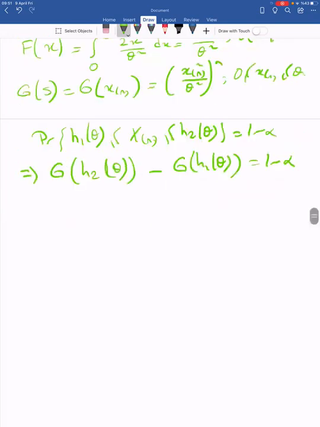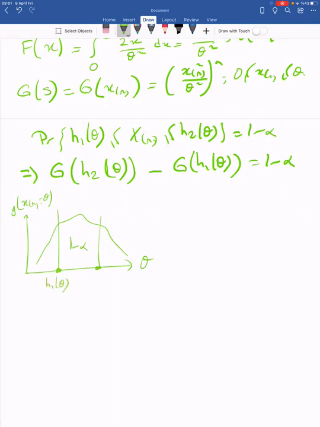So we are using the same logic. Let me now draw the picture. Let's say this is the PDF, and we have this shape. We want to find these two points, of which the lower one was h1. So this is not theta, sorry. This should be X_(n).